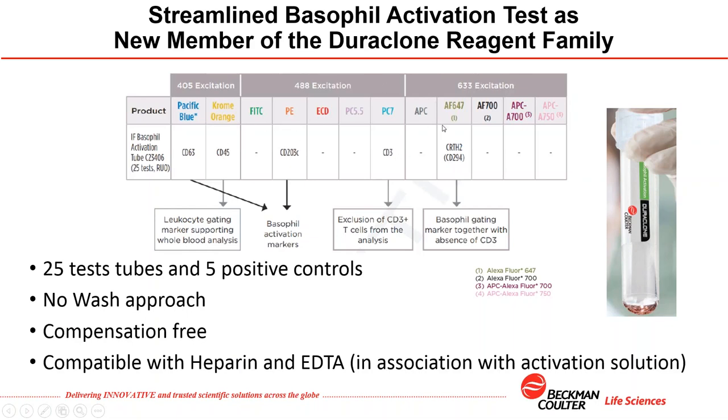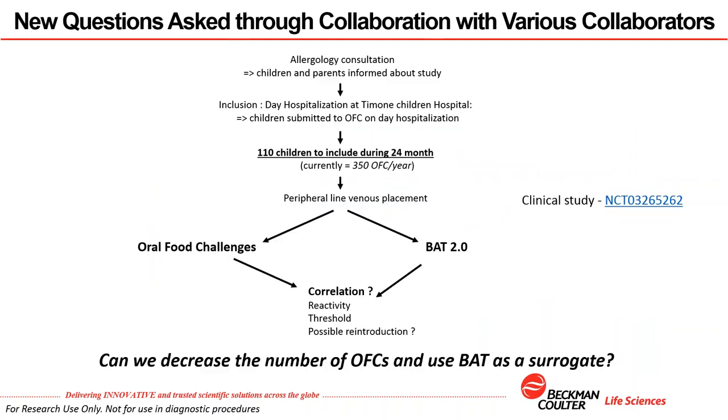And this is made possible by the careful design of the panel, where all of the same regions have been well distributed among the three lasers available in a typical 8-10 color flow cytometer configuration. It is compatible with both heparin and EDTA anticoagulated blood, and this is a streamlined solution that we wanted to push forward. It is important because it potentially helps us facilitate studies that aim at assessing further the potential relevance of basophil activation testing in clinical research.